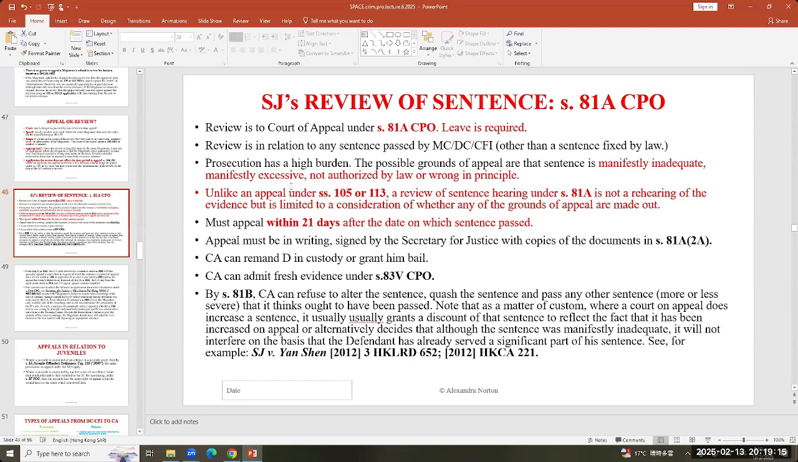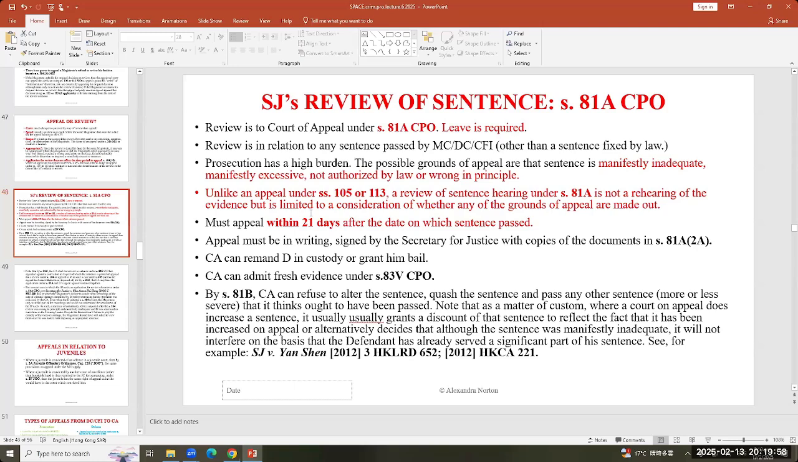Now, why would the SJ ever want to argue that a sentence passed on a convicted defendant was manifestly excessive, right? Go back to the general duties and roles of a prosecutor, right? Not to secure a conviction at all costs, to act as a minister of justice, to be impartial and independent, right? So their objective is not to seek the highest possible sentence that could be imposed, but the reasonable sentence given the circumstances of the case. So sometimes they will appeal on the basis that the sentence was manifestly excessive. Rare, but they do sometimes.